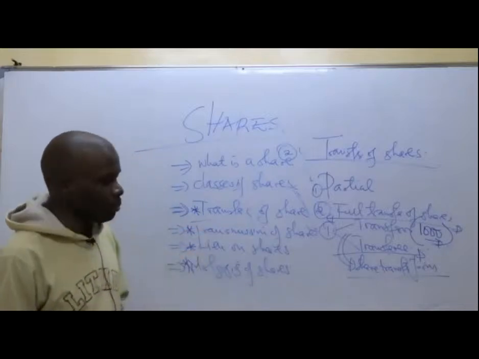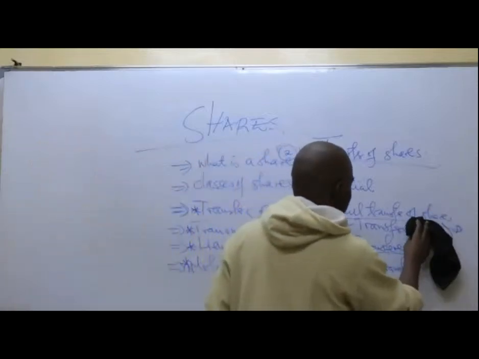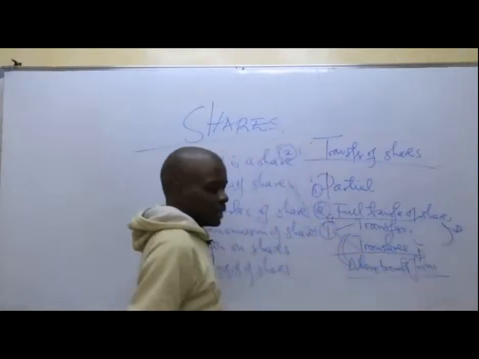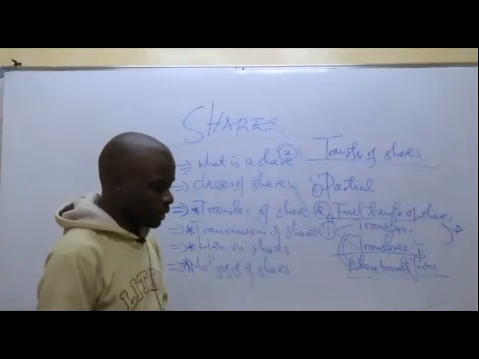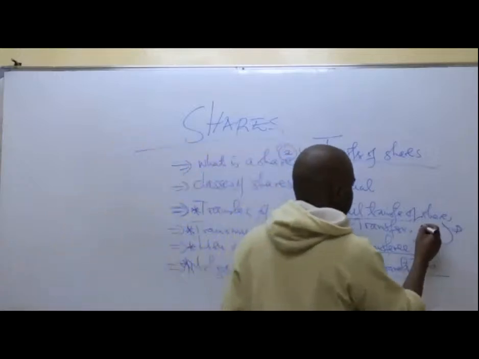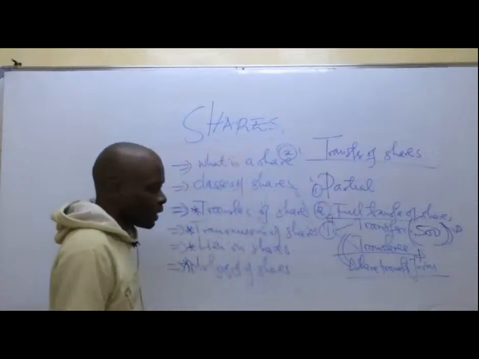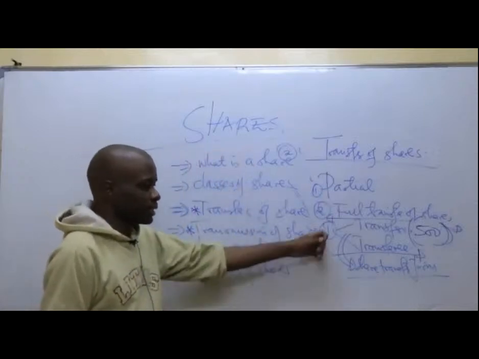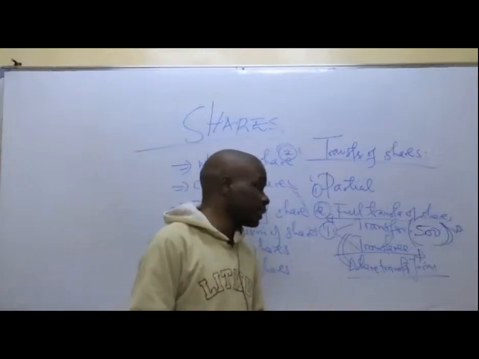What will happen, for example, if you have 1,000 shares, but you only transfer 500? That is what we are calling partial transfer. You don't completely transfer your shares. You transfer part of the shares. What should come to your mind? Quite obviously, both parties will remain as members of the company at the tail end. That is what will actually happen.